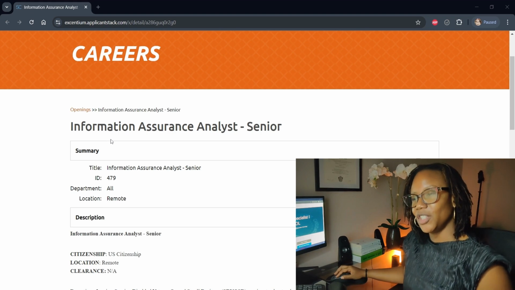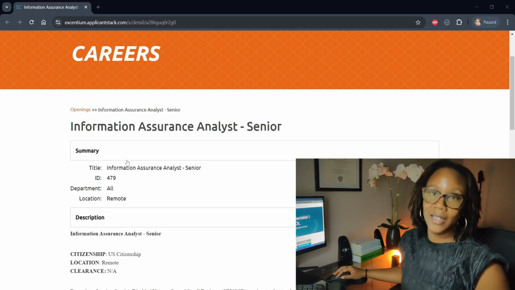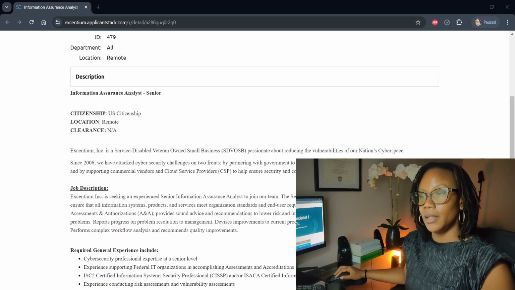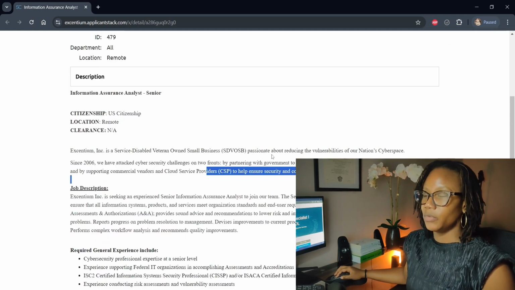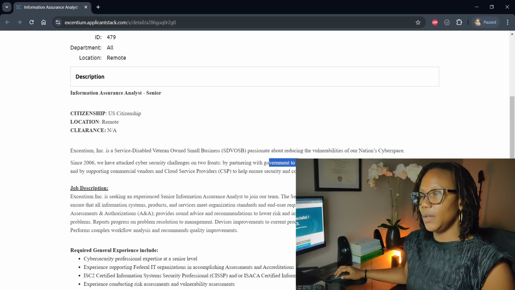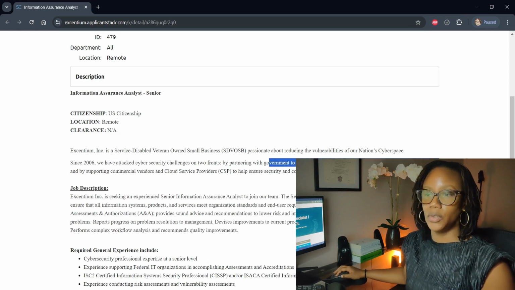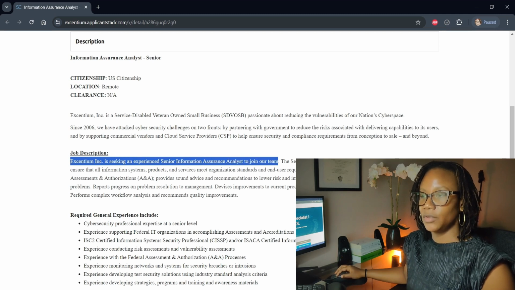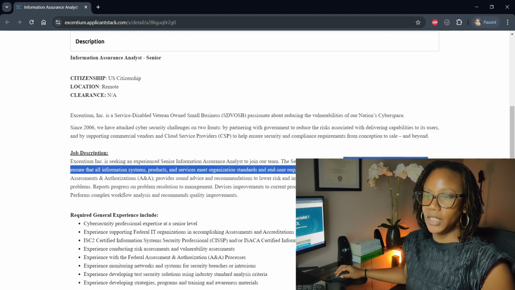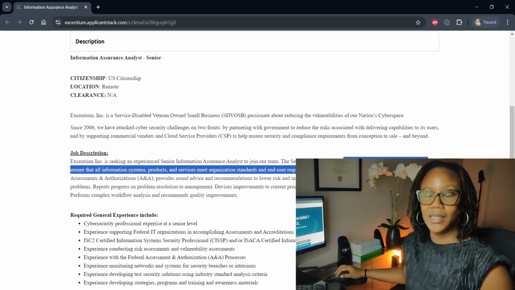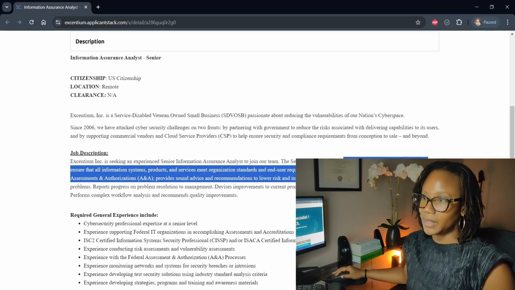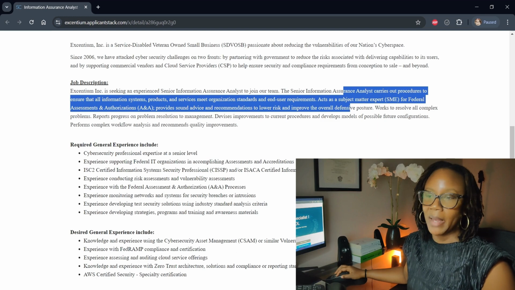It's an information assurance analyst. It is a senior level. You do require some experience. You have to be a US citizen. They are partnering with the government to reduce the risk associated with delivering capabilities to its users. Accentum is seeking an experienced information assurance analyst to join our team. Carry out procedures to ensure that all information systems, products, and services meet organizational standards and end user requirements. You will be acting as a subject matter expert.